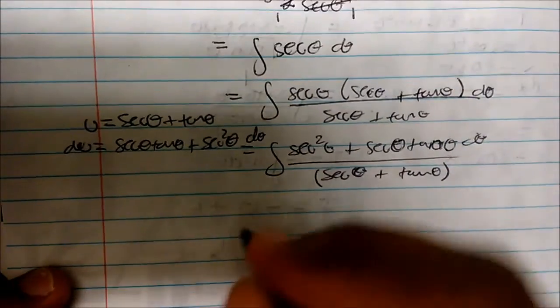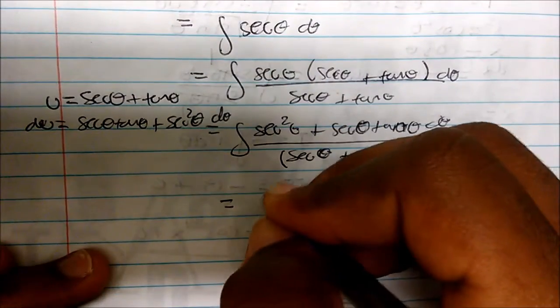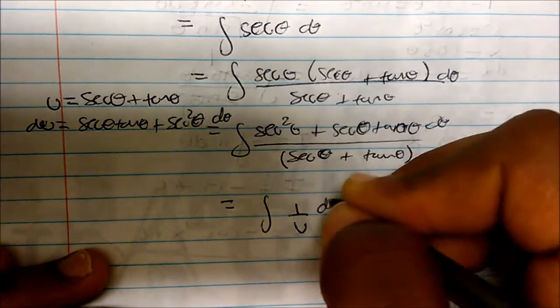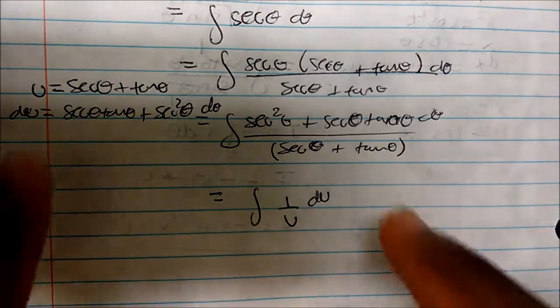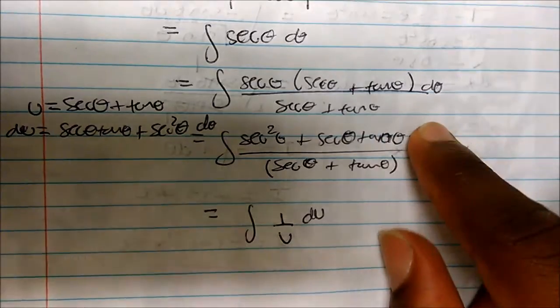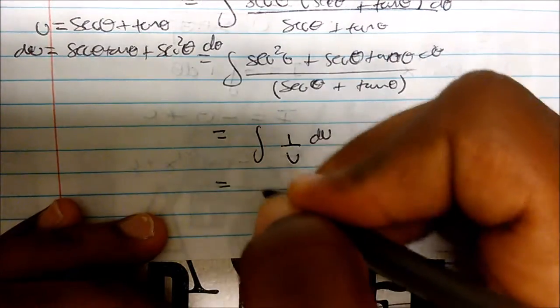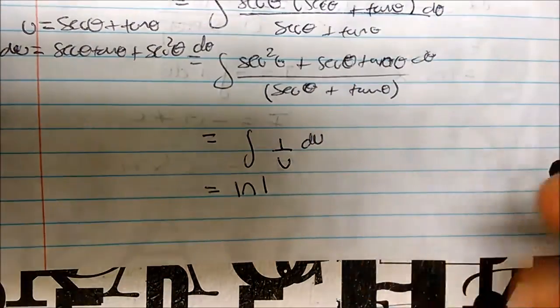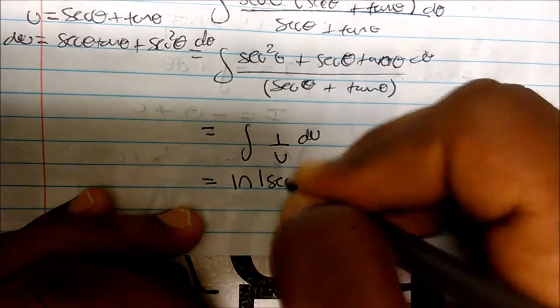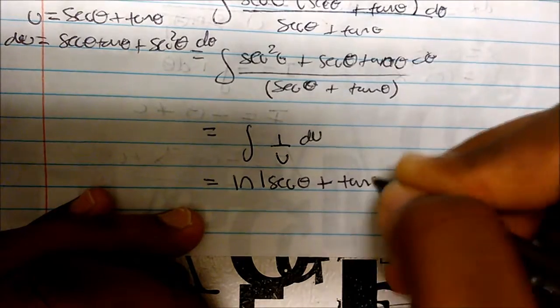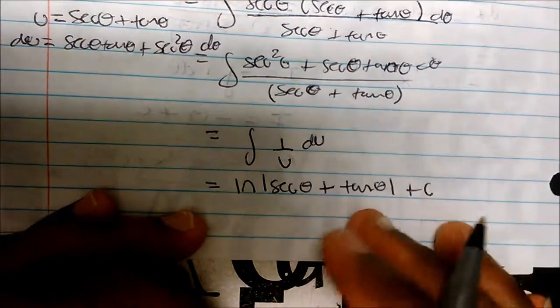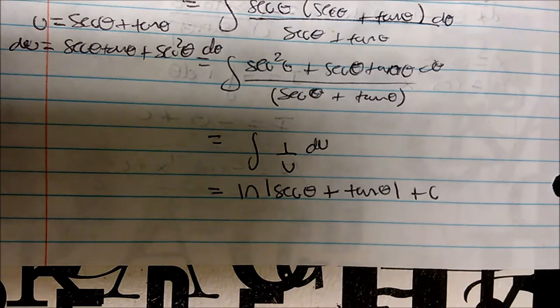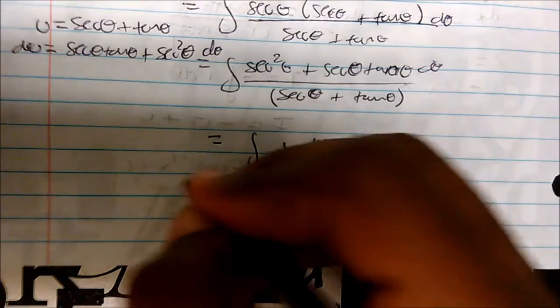And so if I look at this now, my integral is now written as the integral of 1 over u du. And du replaces all of this, and here's our u. We know the integral of 1 over u becomes the natural log of the absolute value of u, in this case which was secant of theta plus tangent of theta. So this becomes natural log of the absolute value of secant of theta plus tangent of theta plus c. Now in this case we're not done yet. So there's our integral.